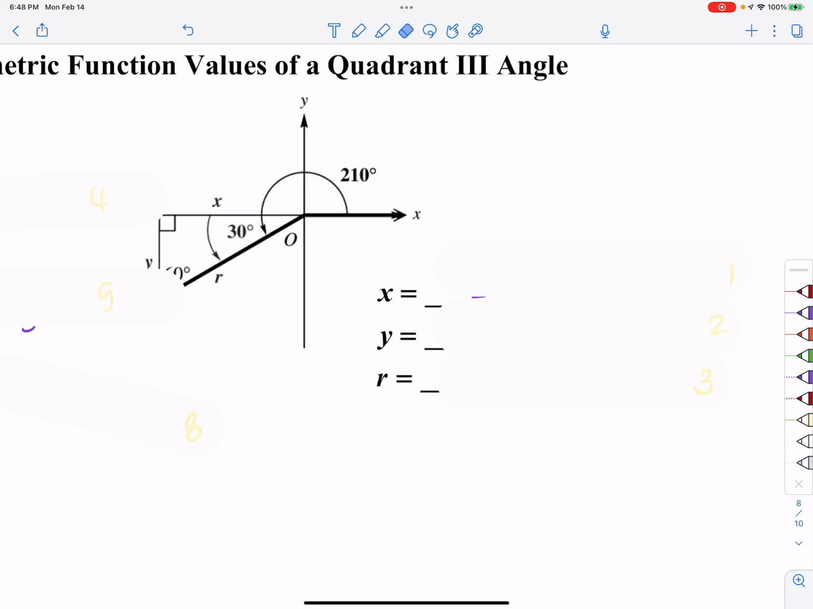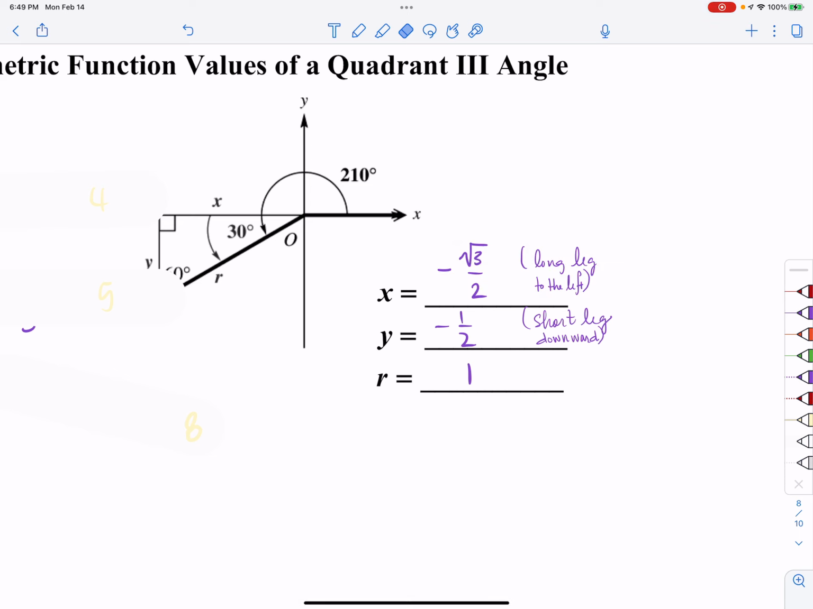You can choose anything you want for your x, your y, and your r, but it's a lot easier if you work with the unit circle. So if you're working with a unit circle, then your radius is going to equal 1. The short leg is going to be a half, but notice it's going down, so it's a negative 1/2. And the long leg is going to be negative root 3 over 2. Again, negative because it's going to the left, root 3 over 2 because it's the long leg.